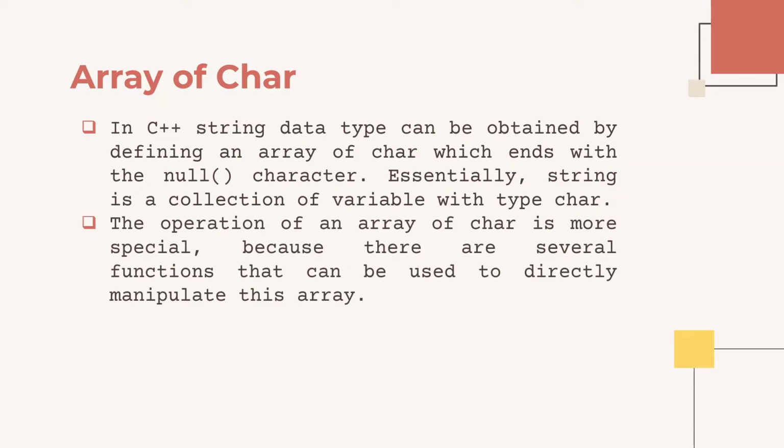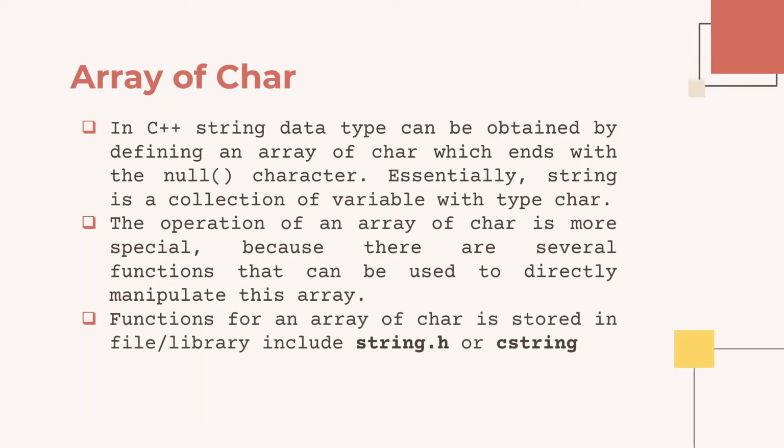The operation of an array of char is more special because there are several functions that can be used to directly manipulate this array, while on an array of non-char, there is no function to manipulate the data. Functions for an array of char are stored in the library string.h or cstring.